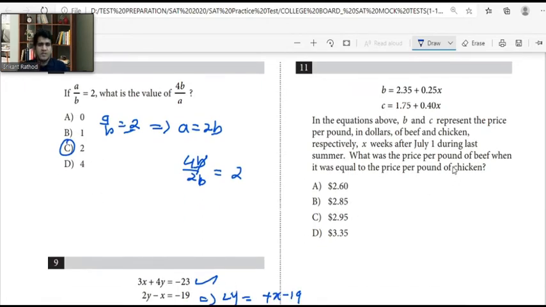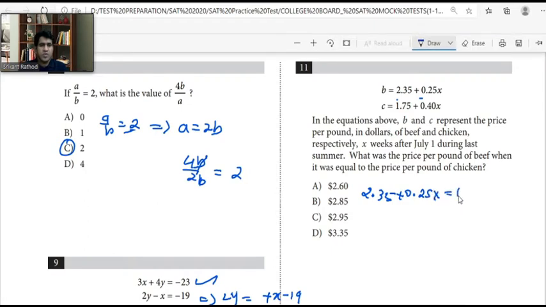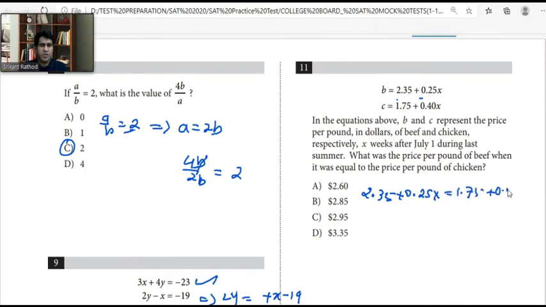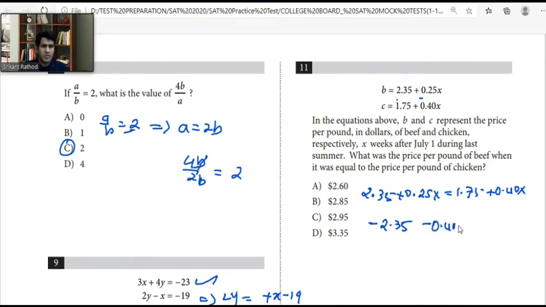What was the price per pound of the beef when it was equal to the price per pound of chicken? So we need to make both of the expressions equal. So 2.35 plus 0.25x is equal to 1.75 plus 0.40x. Arrange the like terms. I can take the variable terms to one side and the constants to the other side. So what we're going to do here is minus 2.35 from both sides, and minus 0.40x from both sides.